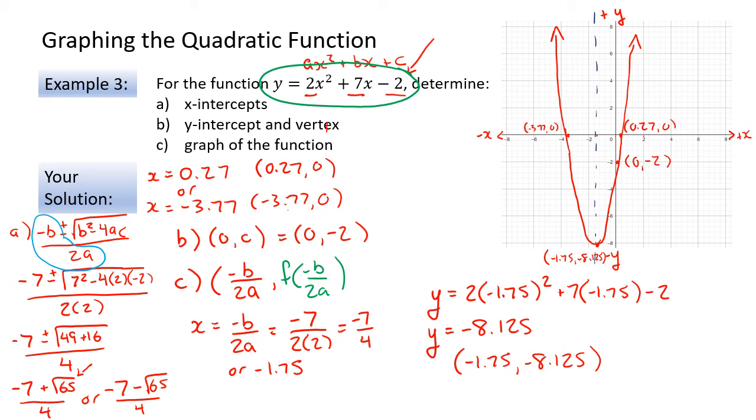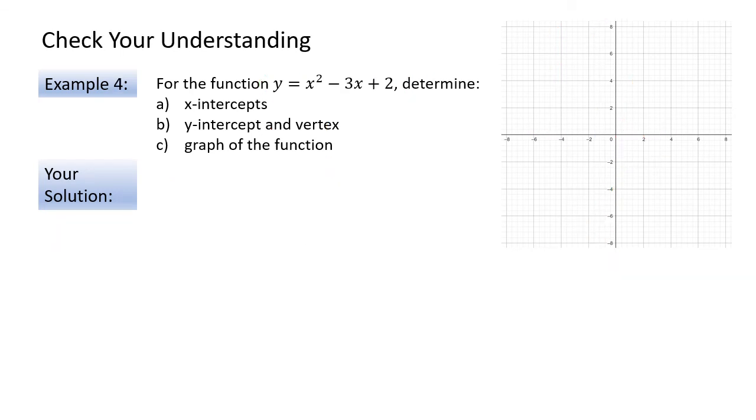All right? Remember, you can usually draw between several points on the one side, and then what you're doing is mirroring it on the other side for the parabola. Okay? So our second example, for the function y equals x squared minus 3x plus 2, determine a, the x-intercepts, b, the y-intercept and vertex, c, graph the function.